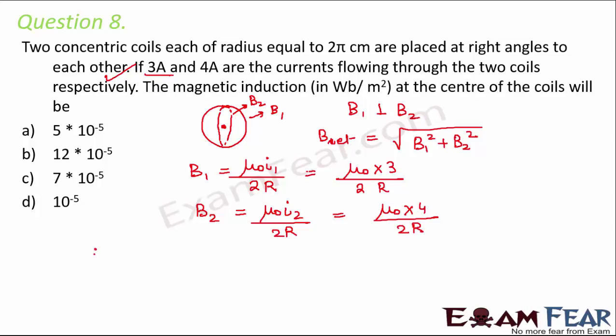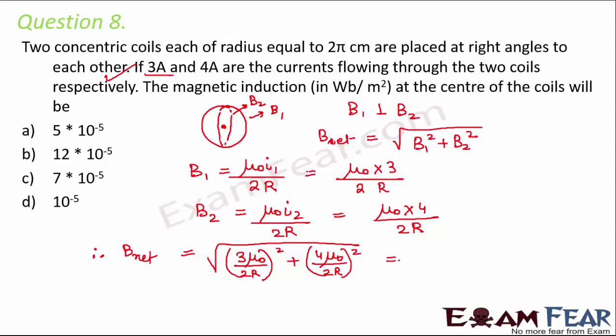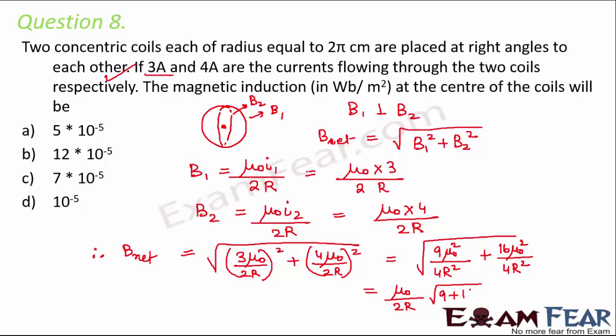Therefore B net will be equal to root over B1 square, that is 3 mu naught divided by 2R whole square, plus 4 mu naught divided by 2R whole square. So this is equal to root over 9 mu naught square divided by 4R square plus 16 mu naught square divided by 4R square. So this will be equal to mu naught divided by 2R root over 9 plus 16. 9 plus 16 is 25.